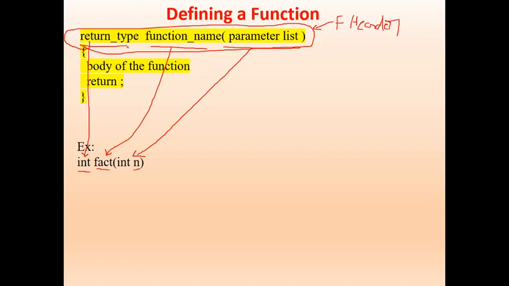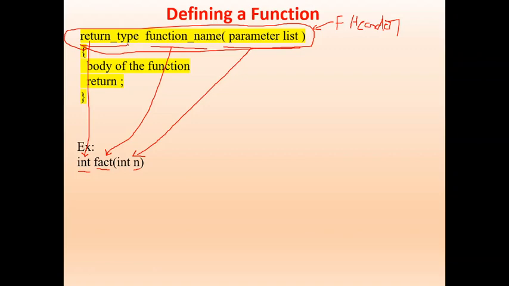Please recollect your main program. We are writing void main. That means the main function is not returning anything to the OS. That's why we write void main. If you have not written void main, if you are writing int main or plain main, at the last executable statement we write return 0. That means the default main return type is int.